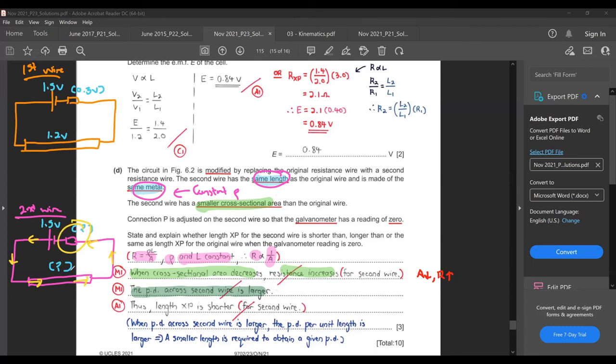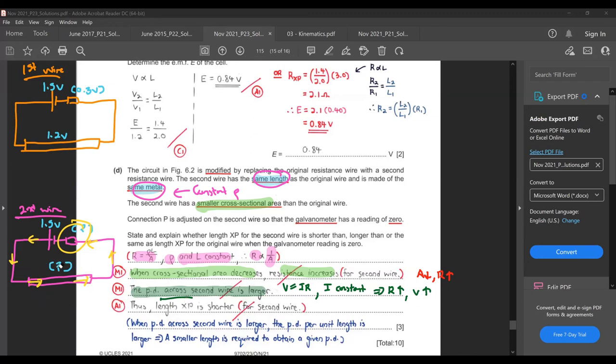If I consider the PD across my internal resistance and the PD across the wire, V equals IR. I is constant for both of them, for the internal resistance as well as the resistance wire. So the one with the larger resistance, having a larger increase in resistance, will actually have a larger proportion of PD. R increases, that means V increases. That's why here I can see that the PD across the second wire is larger. Okay, the PD across the second wire is now larger.